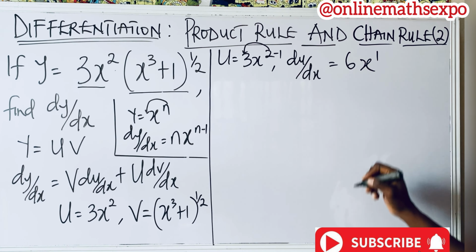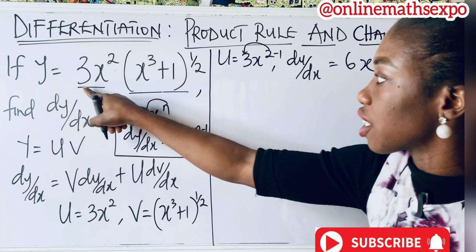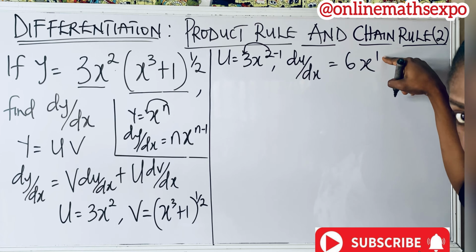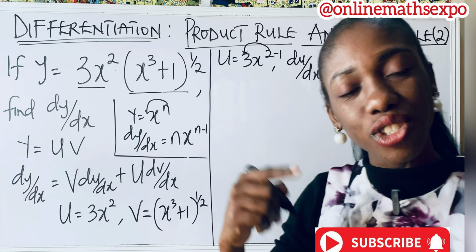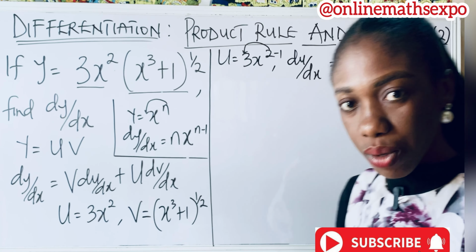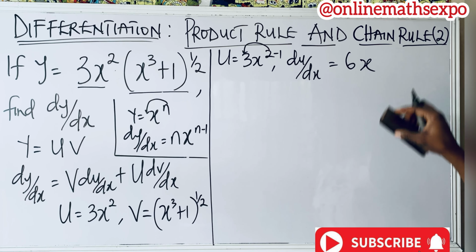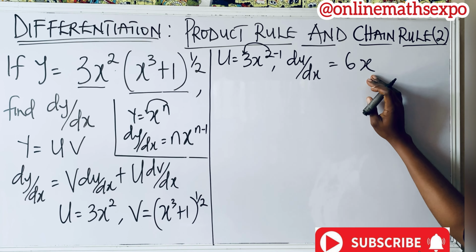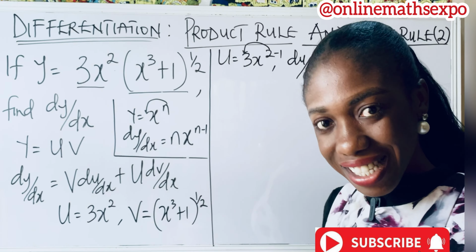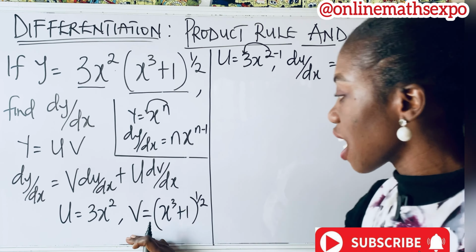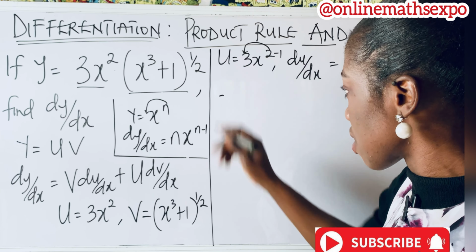It is 1. So if you are differentiating 3x squared, you are going to have 6x to the power of 1. And x to the power of 1 is simply x. So we can easily take off our power. It still gives us the same thing, x. Now we have been able to get du dx. Let's now go for our dv dx.